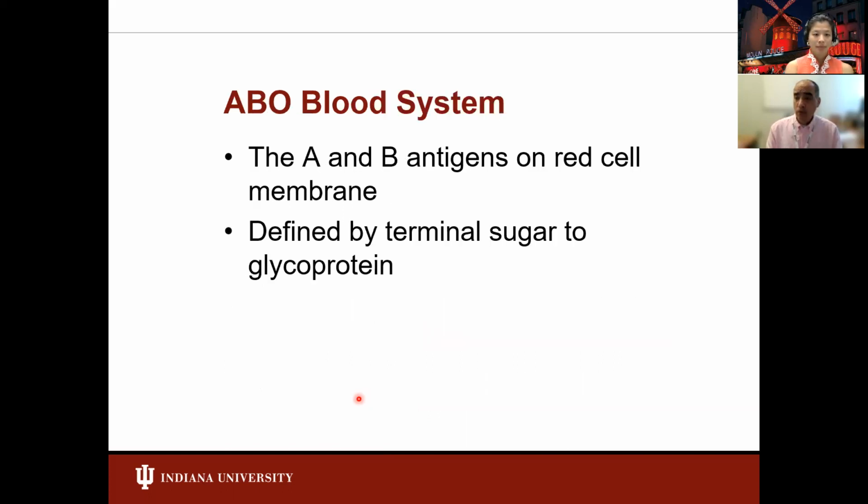Now, I know when people hear about getting blood transfusions, they hear about this ABO blood system. Are you type A or type O or type B? So I thought I'd talk a little bit about what that means. And this can be a little bit confusing, but really on the red blood cell, there's sugars on that red blood cell. And depending on whether you're O, A, or B, it sort of is defined by these sugars.